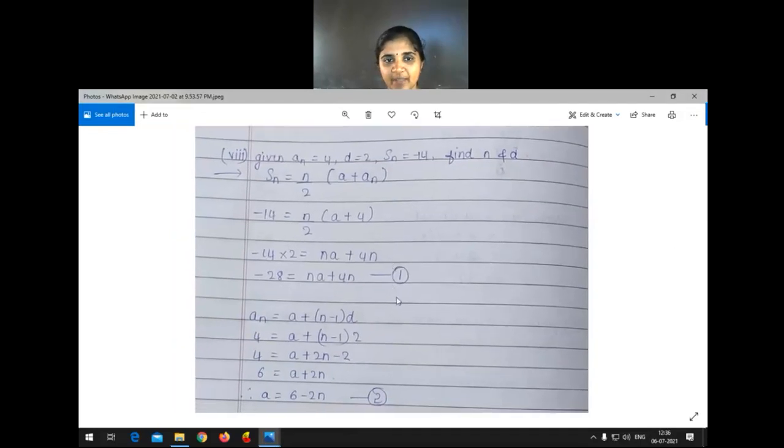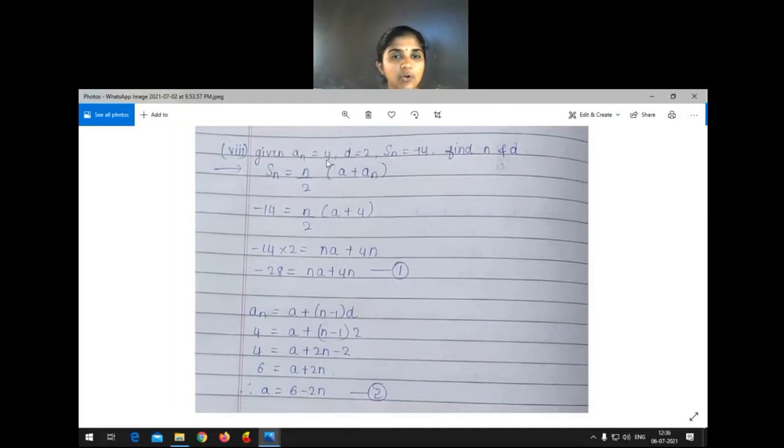8th question. Given an is equal to 4, d is equal to 2, Sn is equal to minus 14. Find n and a. An is given, Sn is given, d is given. Using these we have to calculate n and a, because d is given.